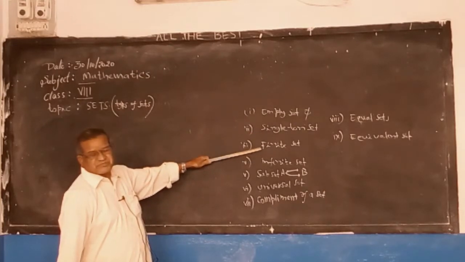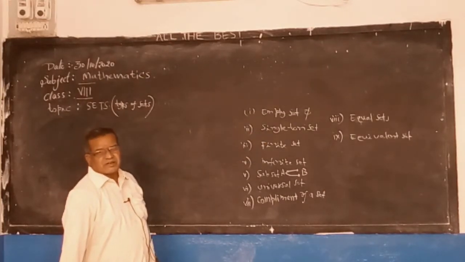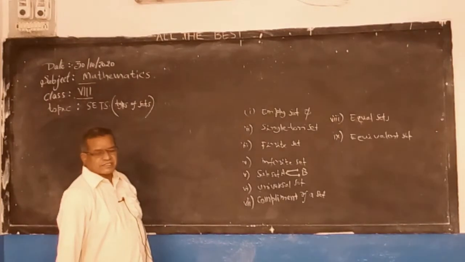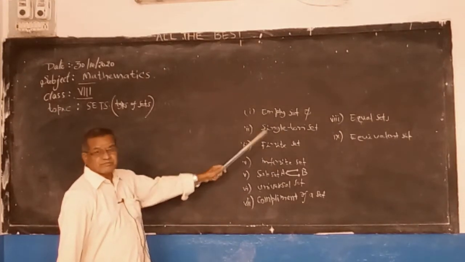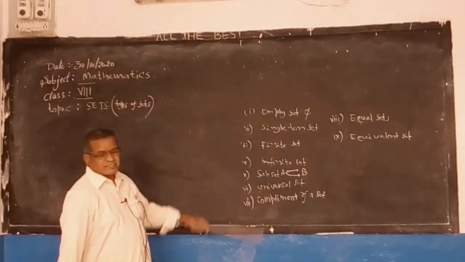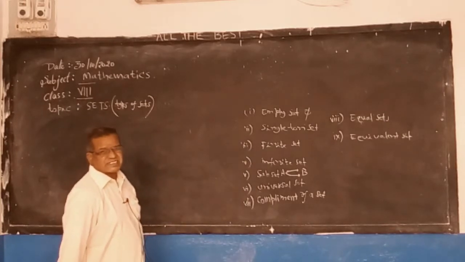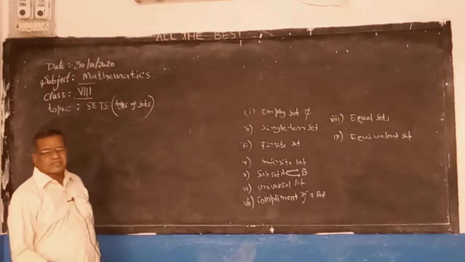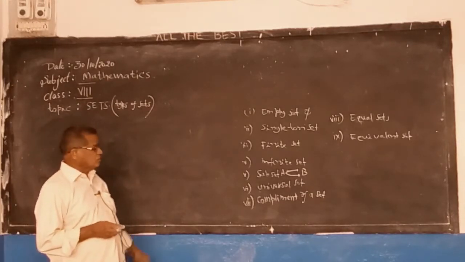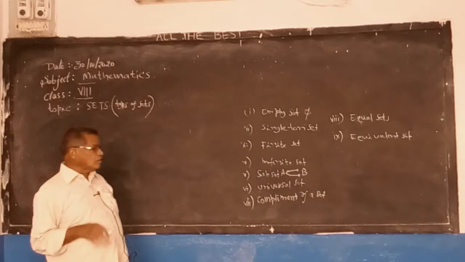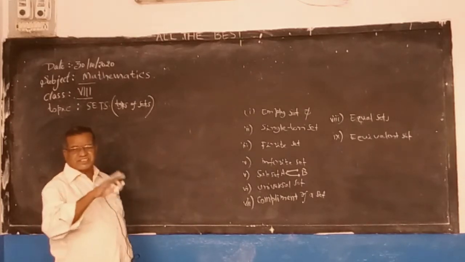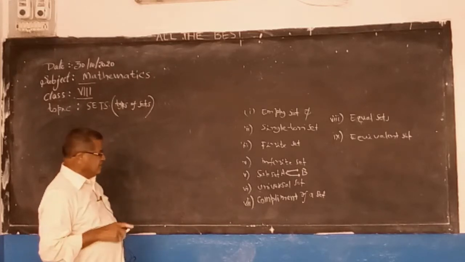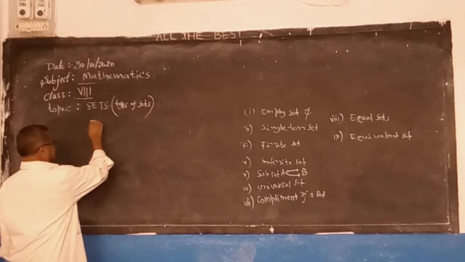Finite set, countable elements. A set which contains countable elements is called a finite set. It has a cardinal number. And an infinite set, we cannot count. A set whose elements we cannot count is called infinite. It has no cardinal number. You cannot write a figure like 100, 20, 25, 7. And the next one, the fifth, subset.